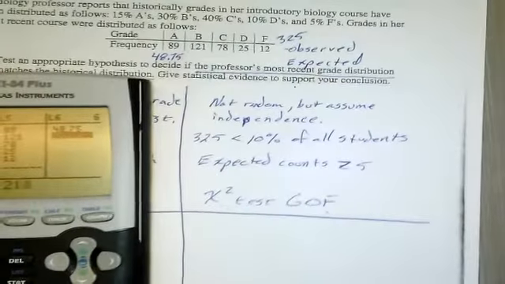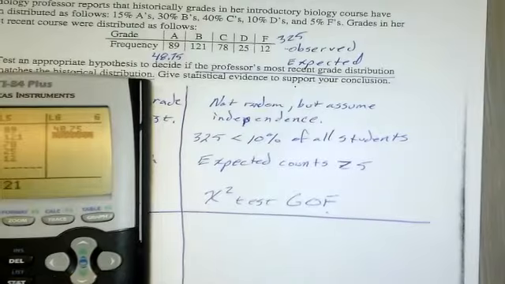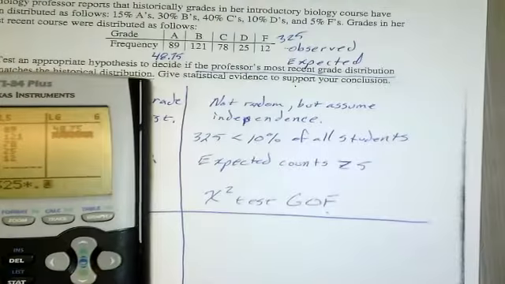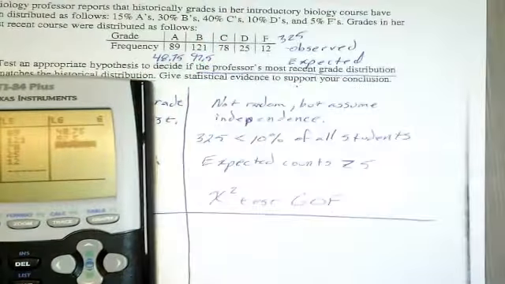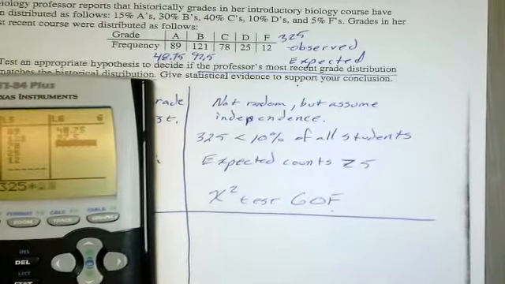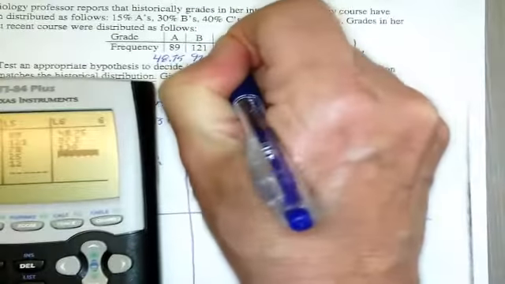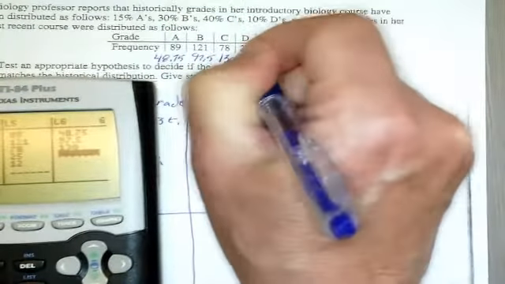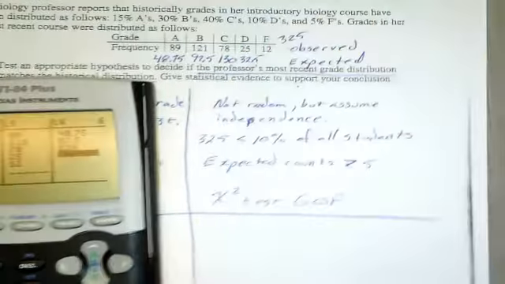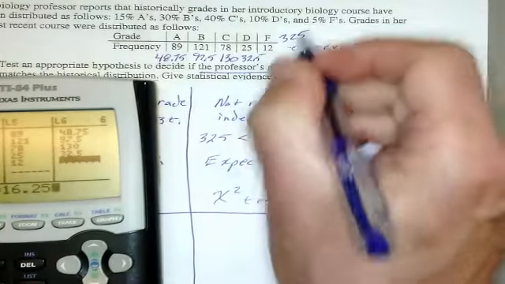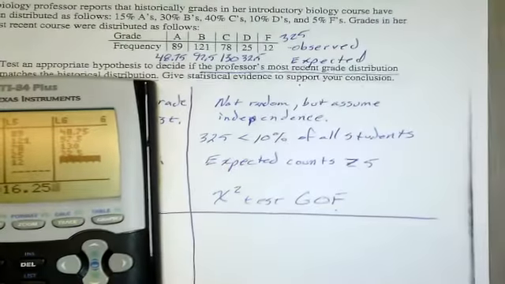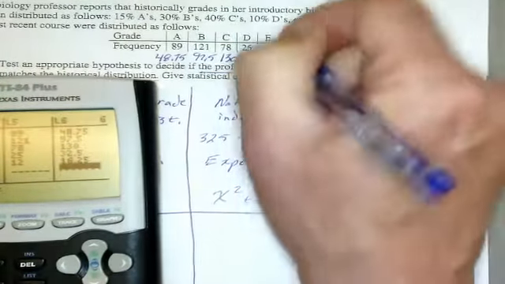And then 325 times 30% or 0.3 is 97.5. 40% of 325 is 130. 10% will be 32.5. And then half of 32.5 is 16.25, which is 5% of 325. So all these are greater than 5.